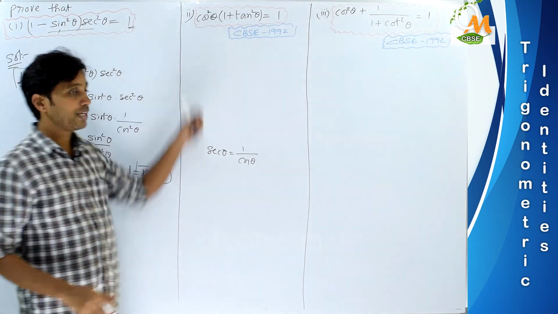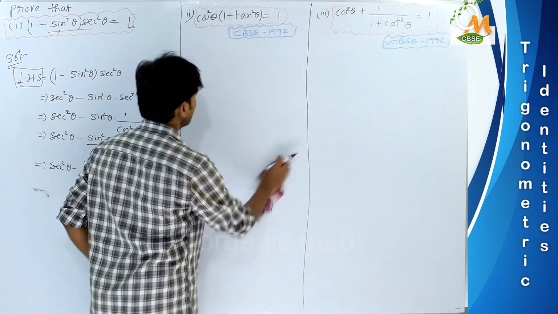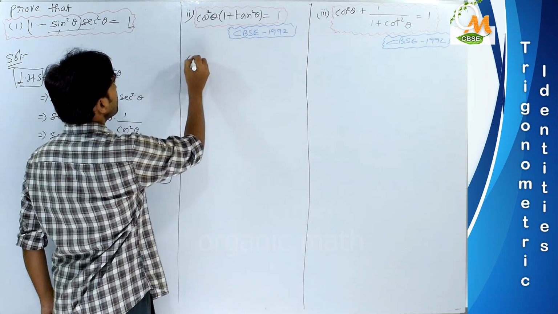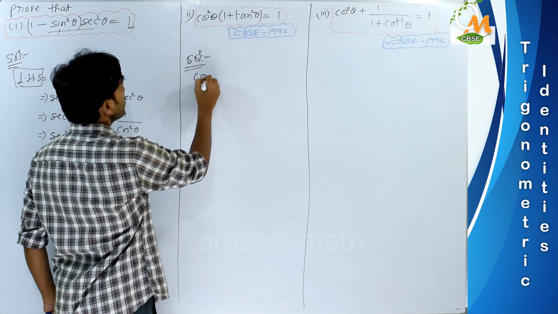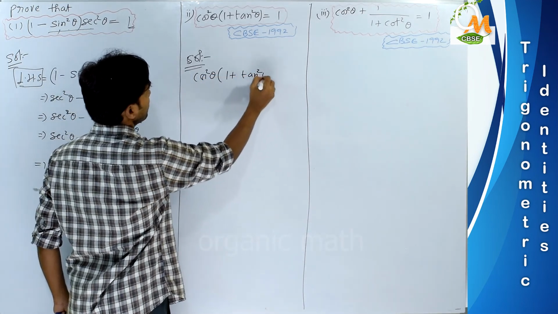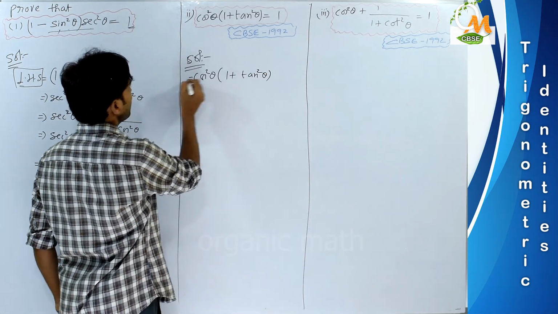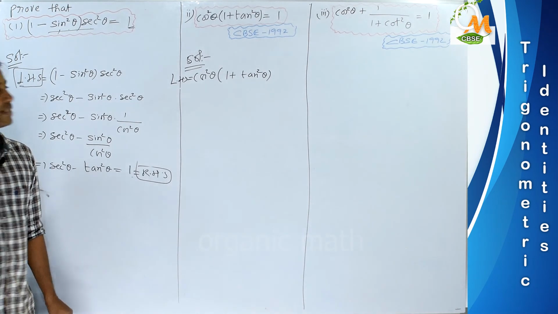Okay, now coming to next one. Okay, let me do the next one here. See here, cos square, let me write the solution. Okay, now cos square theta into 1 plus tan square theta. That would be your LHS part. Okay, your LHS part would be this.